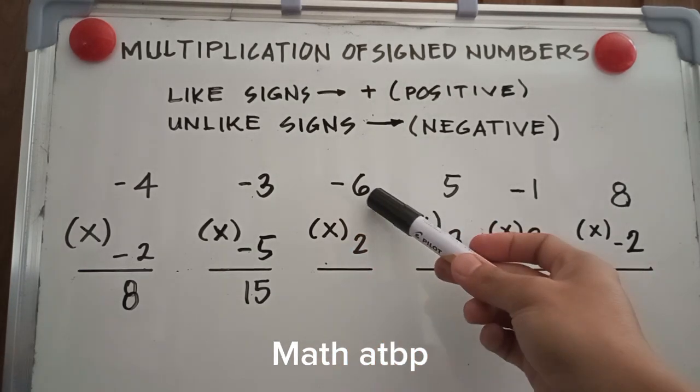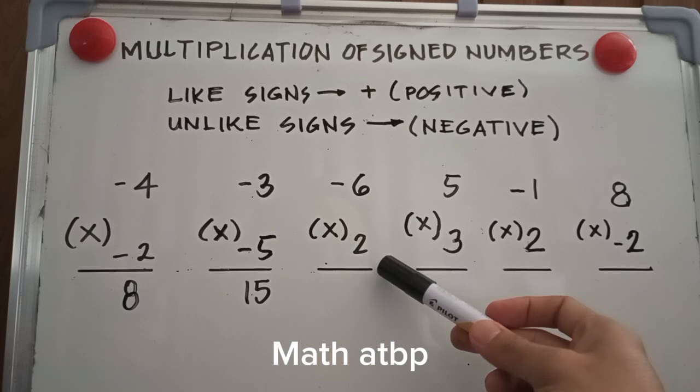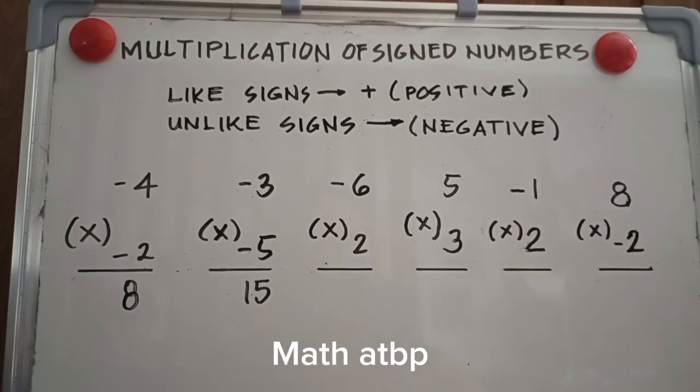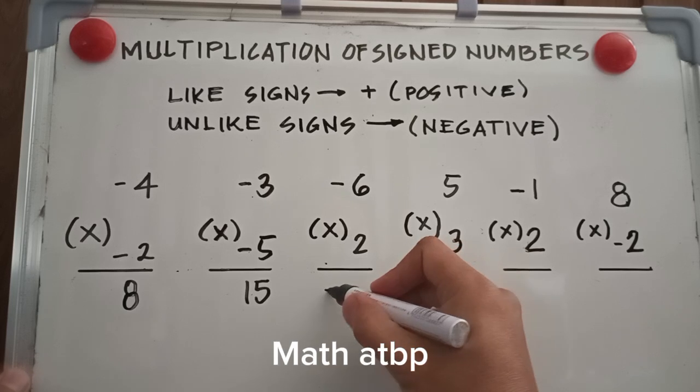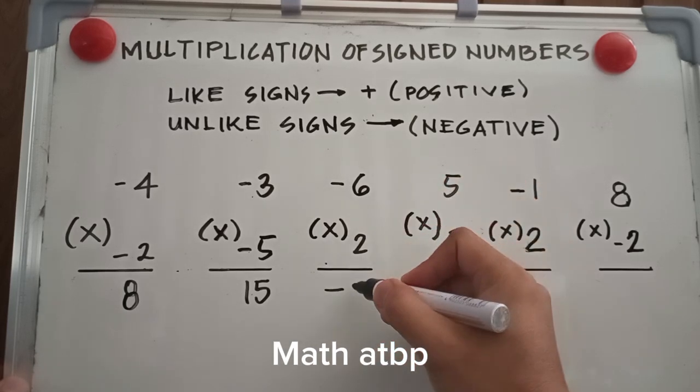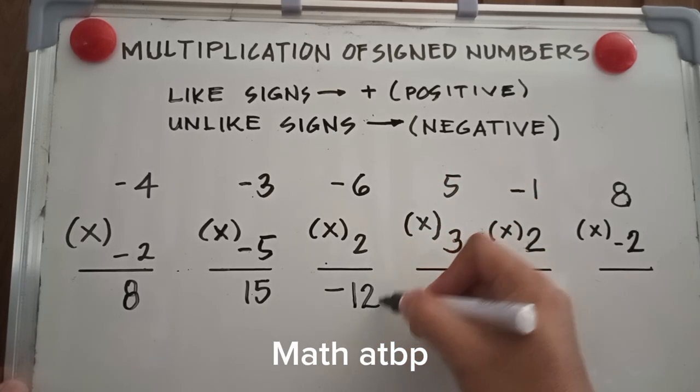Now we have negative 6 times positive 2. Unlike signs. So the answer will be negative. Negative 6 times 2 is 12.